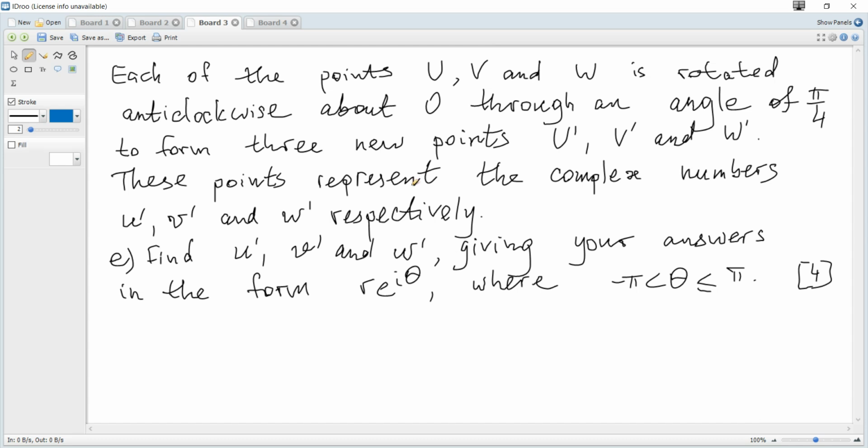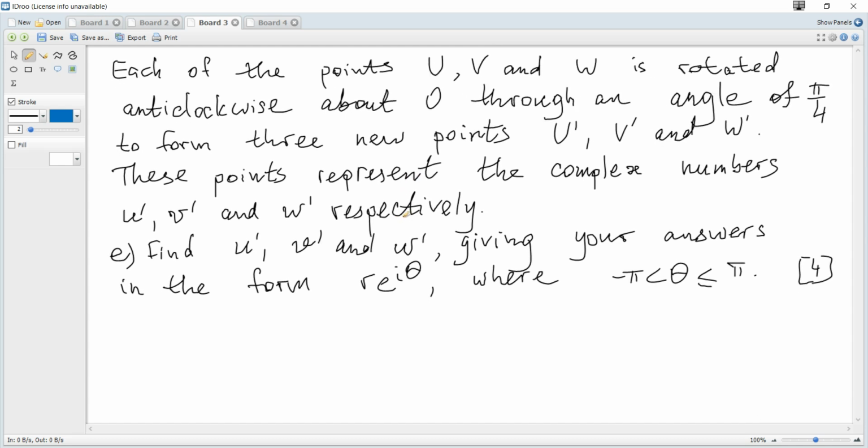Next, each of the points U, V and W is rotated anticlockwise about the origin through an angle of pi over 4 to form three new points, U primed, V primed, and W primed. These points represent the complex numbers U', V', and W' respectively. Find U', V', and W', giving your answers in the form r e^(iθ), where θ is greater than negative pi and less than or equal to pi.